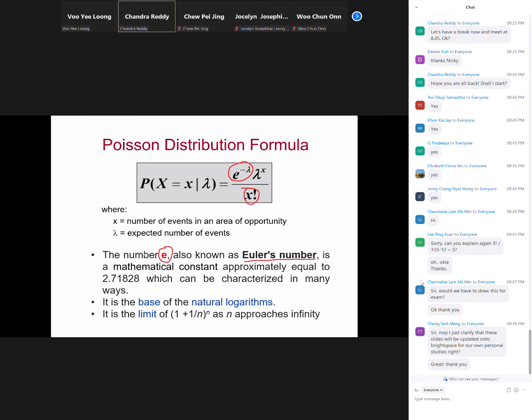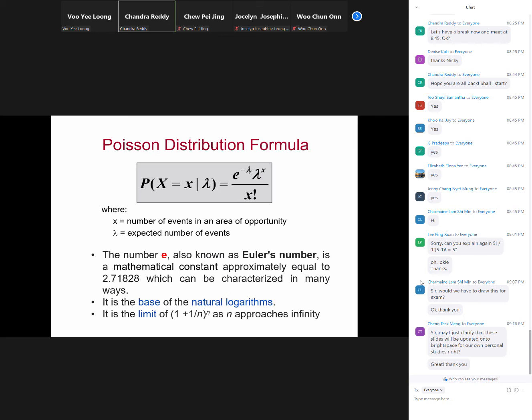Okay, so here the value of E is a constant. The value of this constant is 2.71828. So you can use this value when you are doing the calculation of Poisson's distribution. In Poisson's distribution, we will have the value of lambda, and we know the value of this lambda.